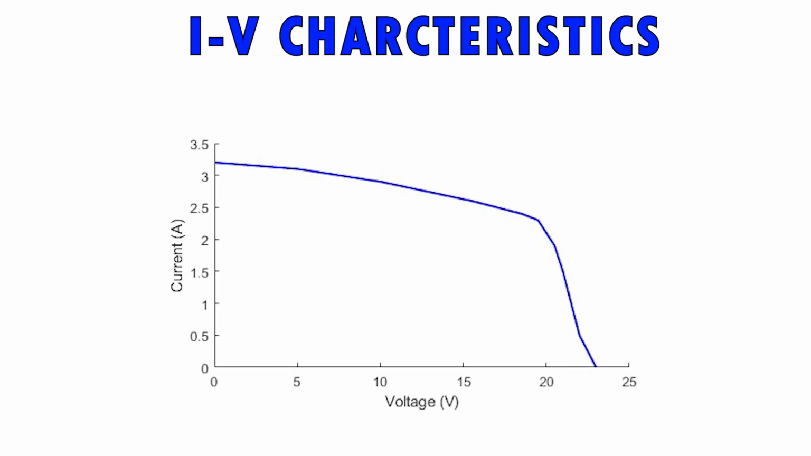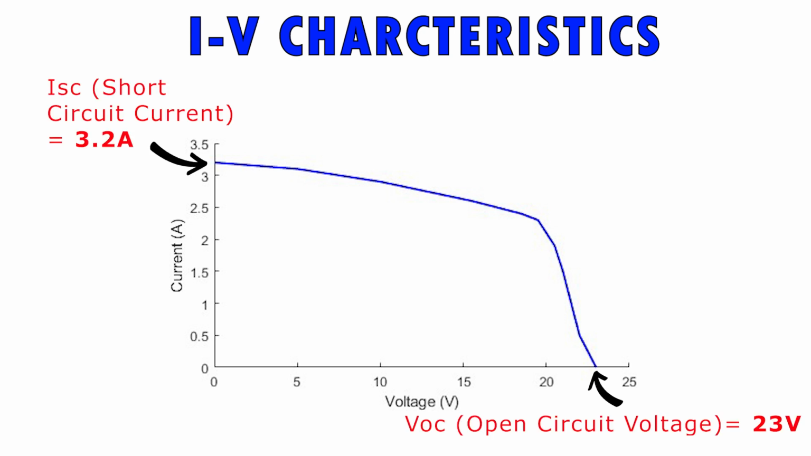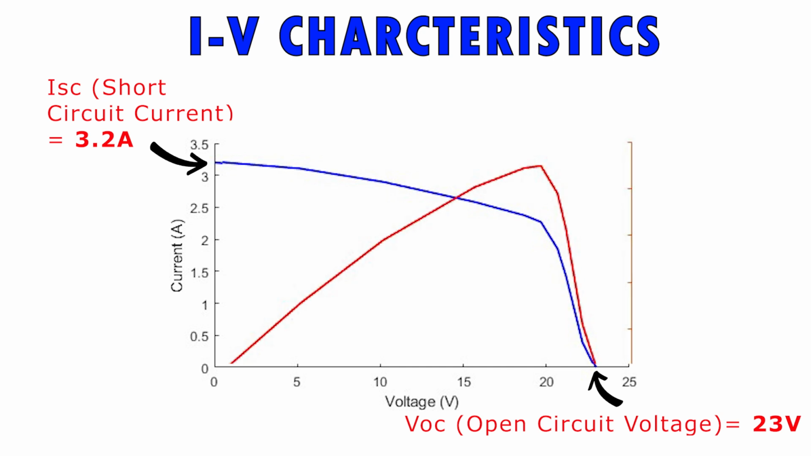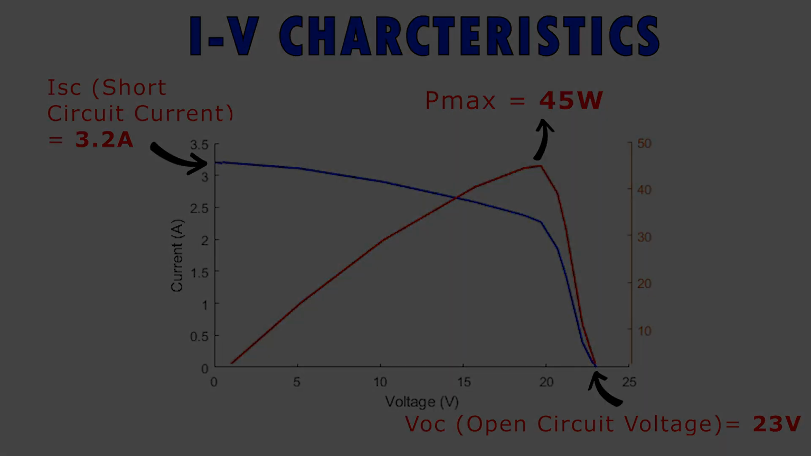For today's experiment, we have considered this current and voltage characteristics. The open circuit voltage is 23 volts and short circuit current is 3.2 amperes. On any load condition, the buck converter maintains the output on this current voltage characteristics. We obtain this power curve on multiplication of the current and voltage values. The maximum power we can achieve using this characteristics is 45 watts.